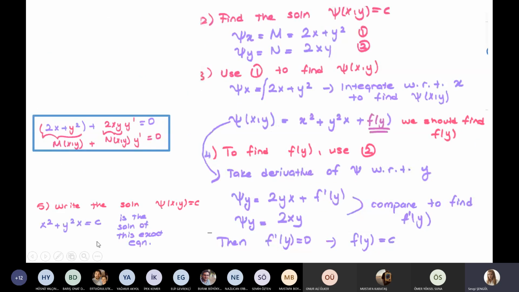Now you can write your solution as x squared. What was that here? This is the form of my solution: x squared plus y squared x plus c. Now I can say that this is a constant because I compared with the second equation and I saw that the derivative of f with respect to y is 0 and f of y is c. And this is the closed form or implicit solution of my differential equation. Now, do you have a question? Is it clear?